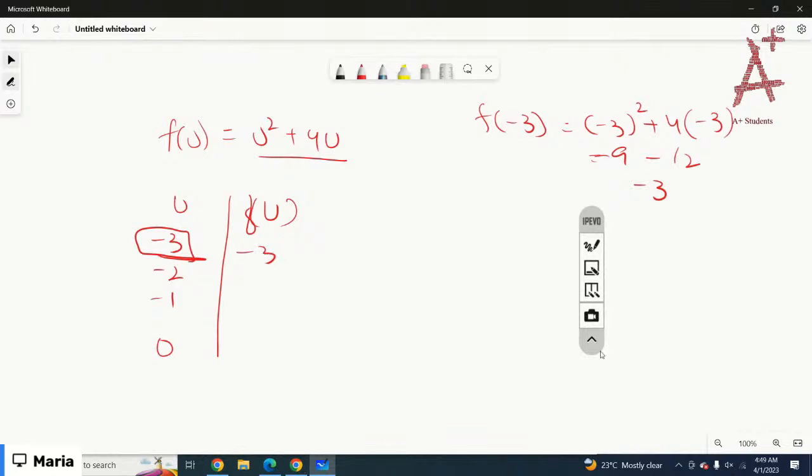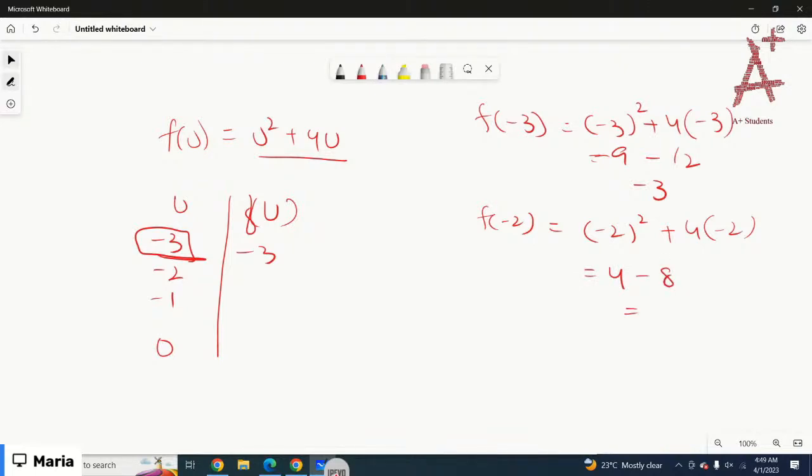Then you have to do the same thing with the rest of the values. For f of negative 2, just replace the u with negative 2 square plus 4 times negative 2. Negative 2 square is 4 and 4 times negative 2 is negative 8. So 4 minus 8 is negative 4. Then do the same for f of negative 1. It would be negative 1 square plus 4 times negative 1. Negative 1 square is 1, and 1 minus 4 is negative 3.